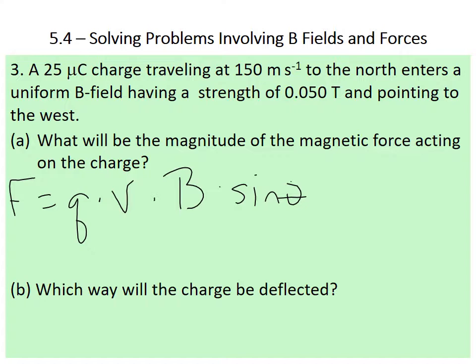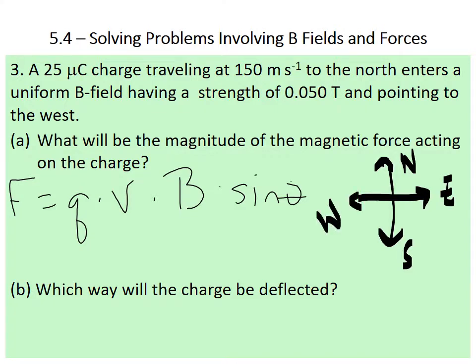So let's see. Set up our coordinate system. North, south, east, west. So what's the angle between north and west? Well, that's 90 degrees, so we have a maximum effect. Sine of 90 is 1. So plug in, make sure to convert as necessary, and get the force, just the magnitude. Now, which way will the charge be deflected? To know this, we need to first figure out, is this a positive charge or a negative charge, and what hand, the right or the left, do we use for this? Well, it's a positive charge, so we do use the right hand.